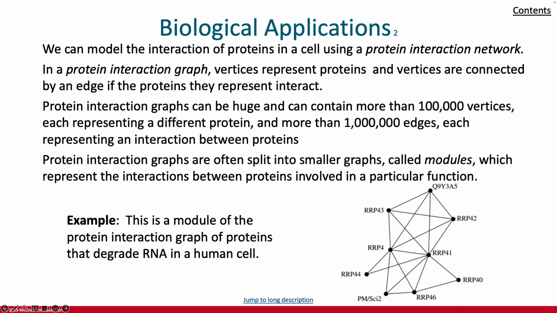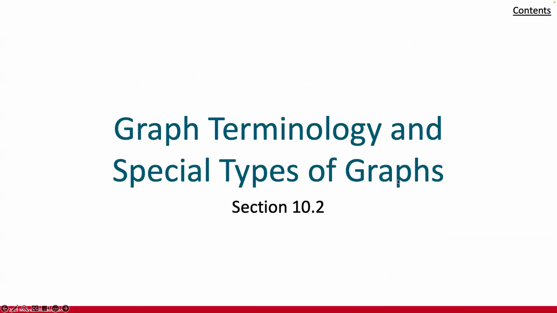This is one of those things that can be helpful for getting an assessment of the system function of an organism and how the different proteins relate to each other. Protein interaction graphs can be huge and contain more than 100,000 vertices, each representing a different protein, and over 1 million edges, each representing an interaction between proteins. Protein interaction graphs are often split into smaller graphs called modules, which represent the interaction between proteins involved in a particular function. So you can get a little bit more focused.